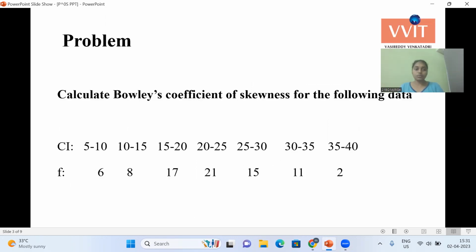We will see one problem regarding Bowley's coefficient of skewness. The class intervals are given as 5 to 10, 10 to 15, 15 to 20, 20 to 25, 25 to 30, 30 to 35, 35 to 40. The frequencies corresponding to these class intervals are 6, 8, 17, 21, 15, 11, and 2. Now we have to calculate Bowley's coefficient of skewness for this data.